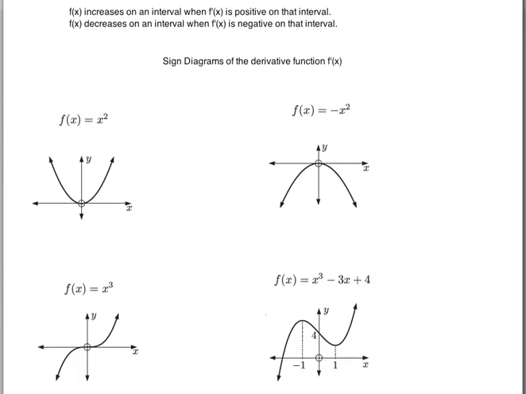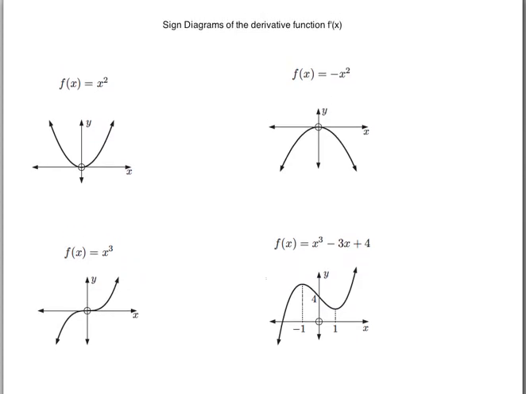So let's do some examples here. We'll be using a tool called sign diagrams, which you may have seen before, and we'll use those to help us determine whether a function is increasing or decreasing. First of all, let's start by taking the derivative of this. What's f prime of x? Well, since that's x squared, that would be 2x. So that's my derivative function.